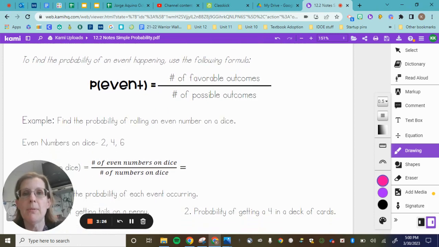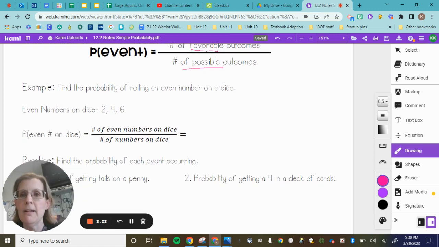So to find a probability of an event happening, you're going to use this formula. The probability of the event is the number of favorable outcomes. That's what you're looking for. Over all possibilities. So it's still going to be the part over the whole. It's the part you're looking for over the total ways that you could do something.